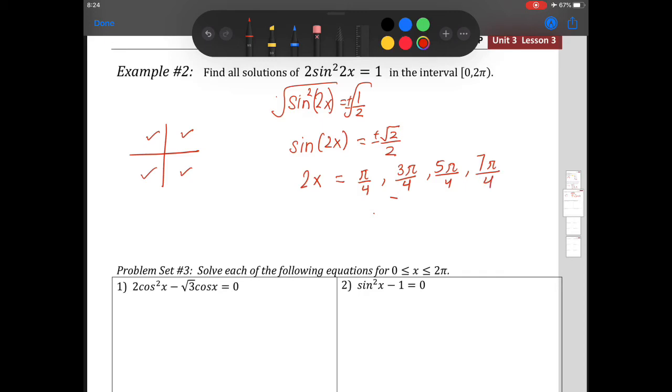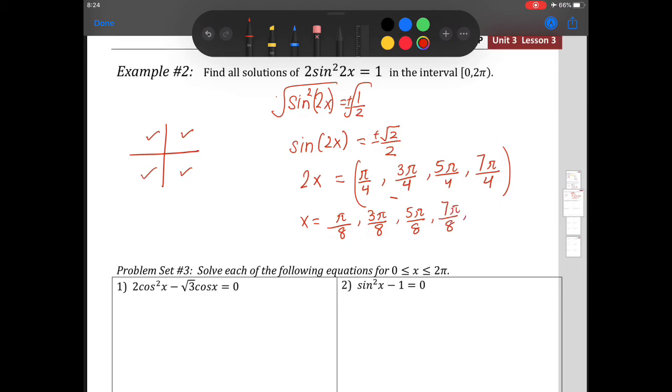But I'm not solving for 2x. I want to find x. So what do I do? I'm going to divide the entire thing by 2 or multiply by a half. It's the same thing, right? So what will happen? X is equal to pi over 8, 3 pi over 8, 5 pi over 8, 7 pi over 8.